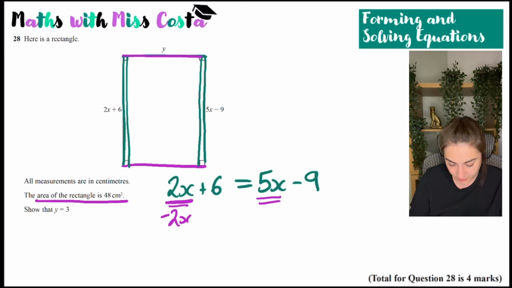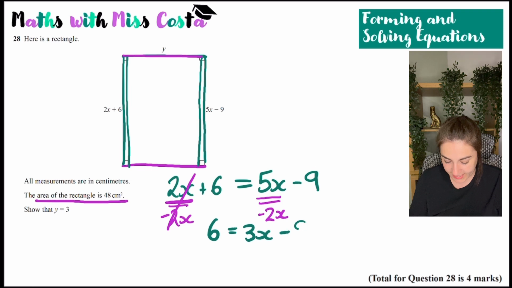So I'm going to take 2x because that will cancel it out here. And I have to do the same to this side to keep the equations balanced. So that would give me 6 equals 3x take 9. And now I've just got a normal solving equation. So I do what I'd normally do, cover up the x. What is left? A -9.